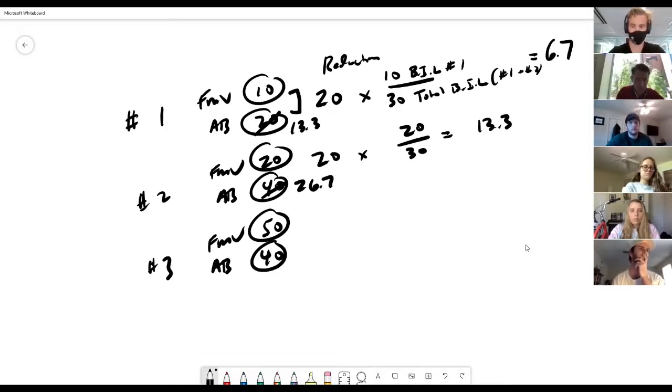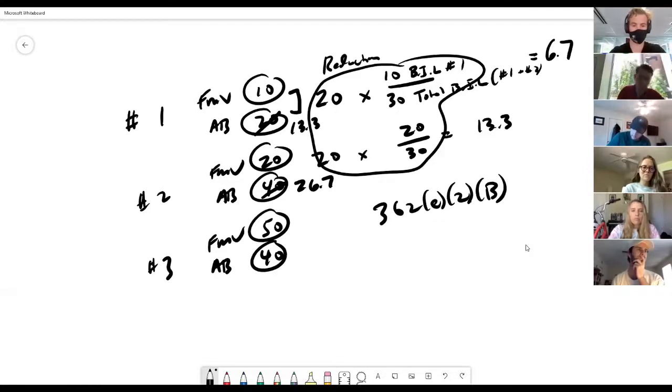And this is just the formula that's in 362(e)(2)(B). We're reducing the basis, allocating the basis reduction among the properties so transferred in proportion to their respective built-in losses. That's what we did. Okay, any other questions thus far? All right.